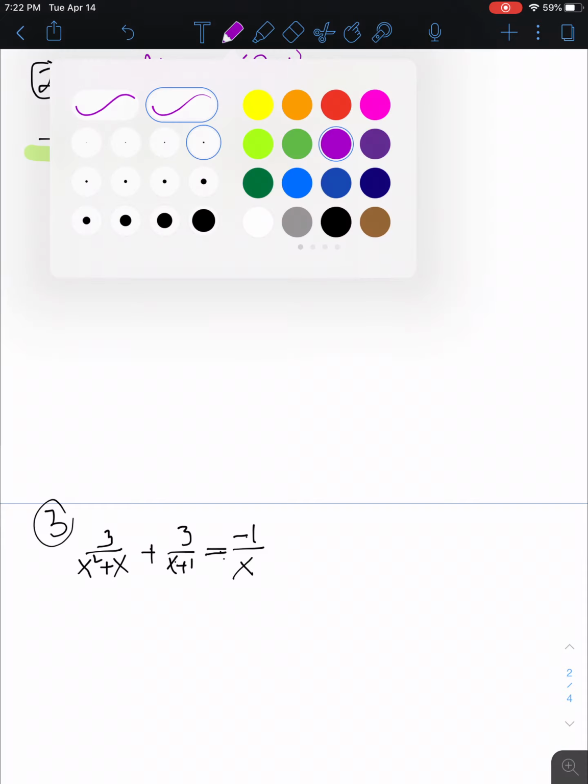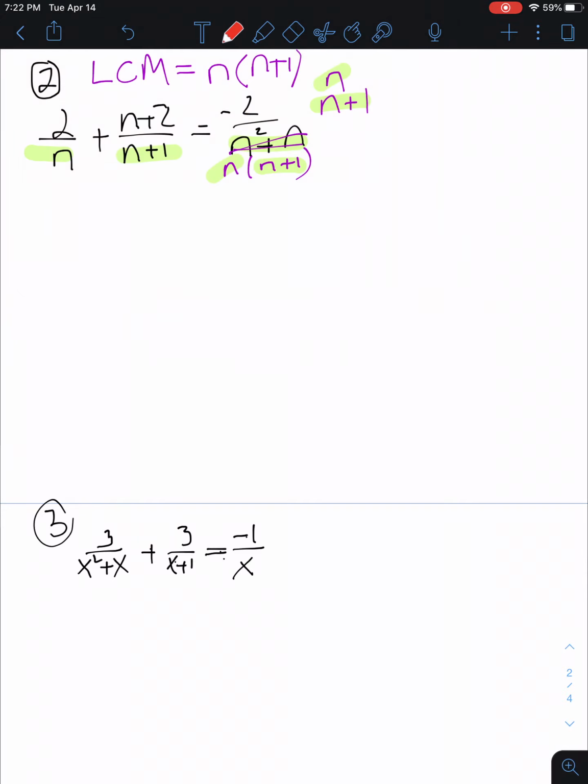Now, if I multiplied each of these by n times n plus 1, each term times n times n plus 1, then I'm going to try to cancel everything out that will cancel out. It will cancel every one of the denominators. All those highlighted in green, n over n, n plus 1 over n plus 1, cancels them all out.